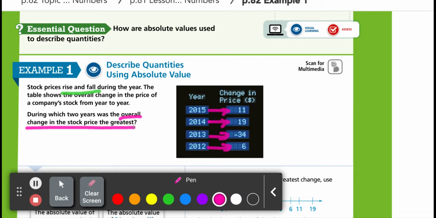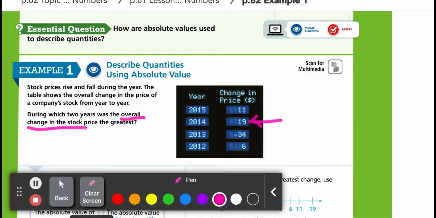price the greatest? So we're not asking where was the price the biggest? Where was the price the most expensive? We can all look at this and say, oh, the price is most expensive in 2014 when it cost $13 more. That's not what the question's asking us. The question is asking us the overall change in stock.